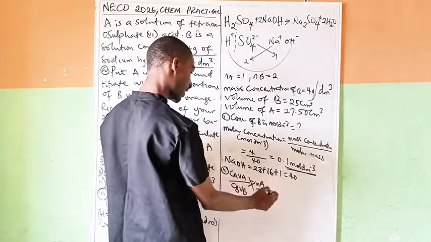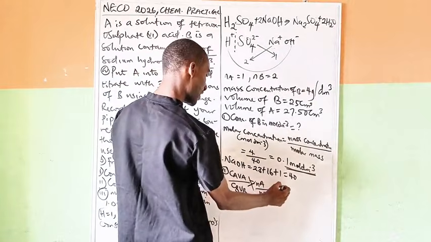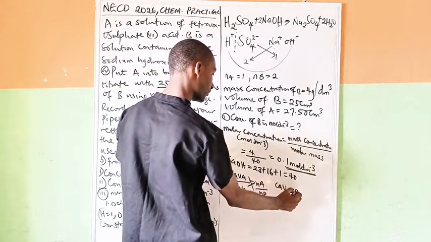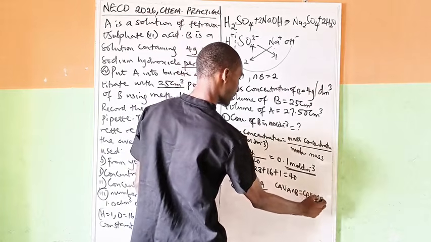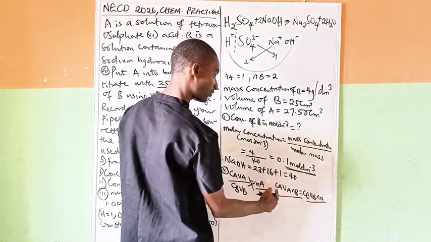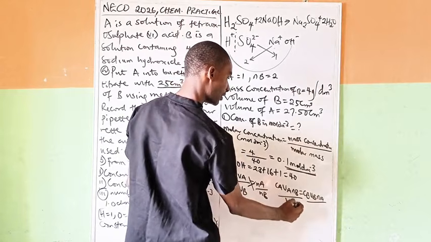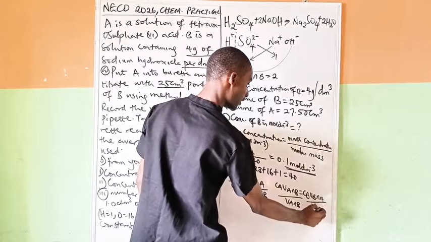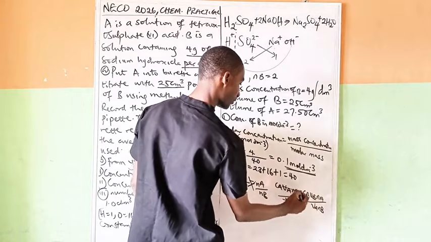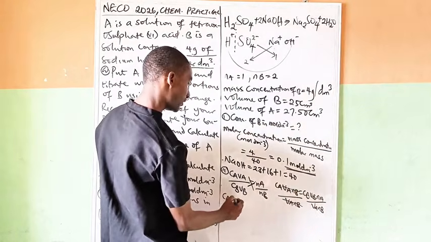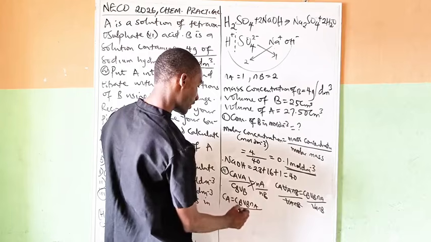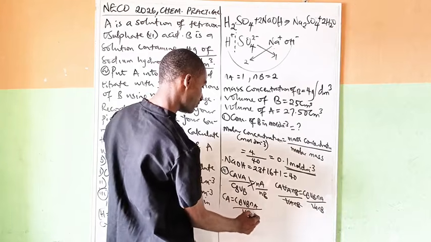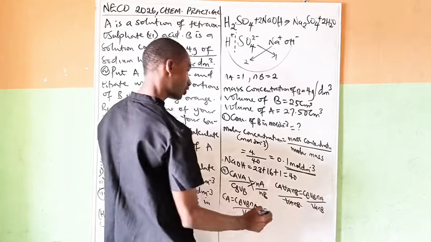So we cross multiply. We are going to have CAVANB equals CBVBNA. Divide both sides by the coefficient of CA, that's VANB. This cancels this. So our CA is going to be CBVBNA all over VANB. So let's slot in those values.